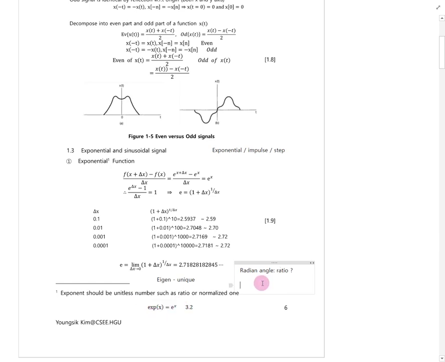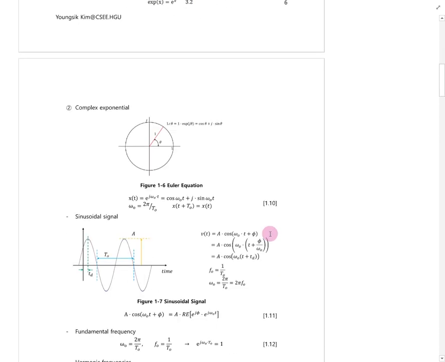Think about the radian definition. It is a ratio between the length of the arc to the radius. That ratio is defined as the radian angle. So keep in mind, radian angle is just the ratio between the length of the arc to the radius. Now let's move on to our main topic.